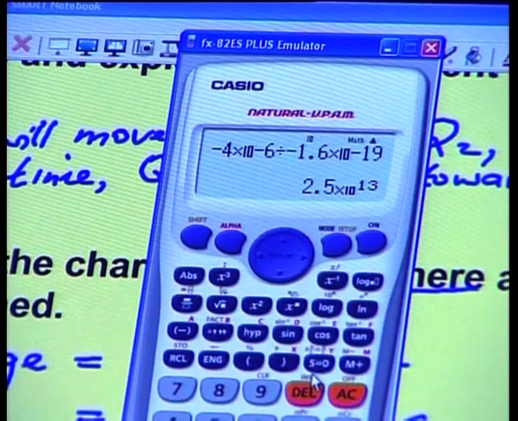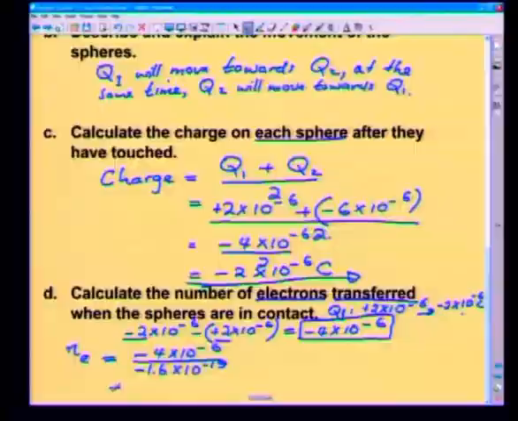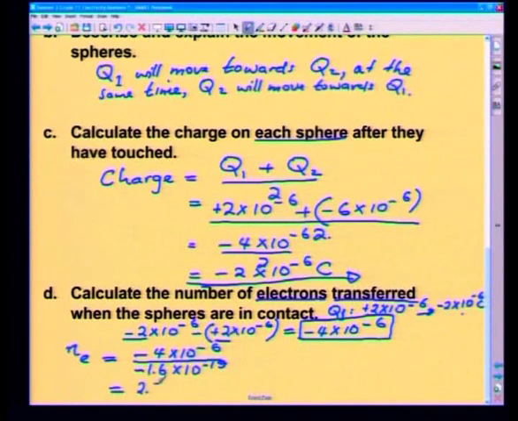The answer is saying I've got 2.5 by 10 to the power 13 electrons. Now, these are the number of electrons that were transferred from one particular sphere to another. So that was the number of electrons that were transferred. So we have answered that question.